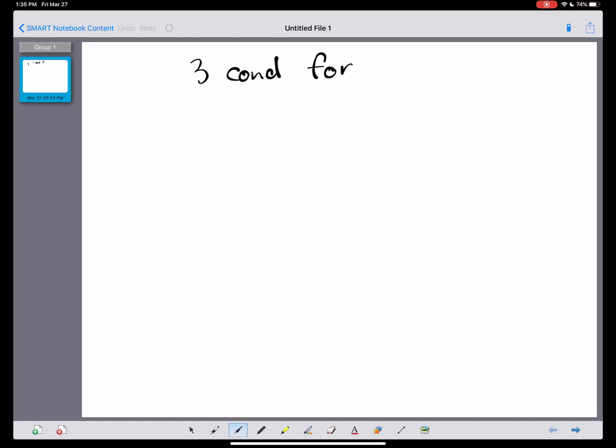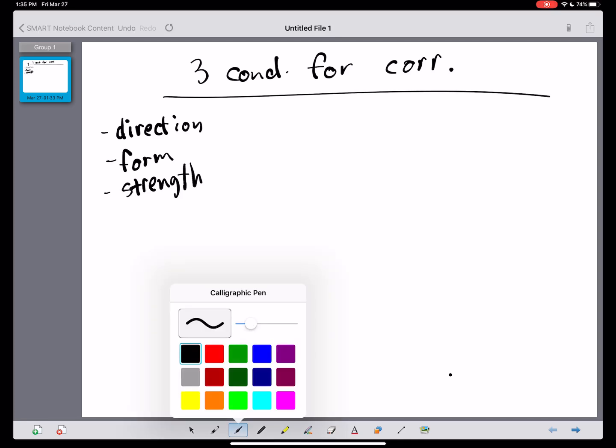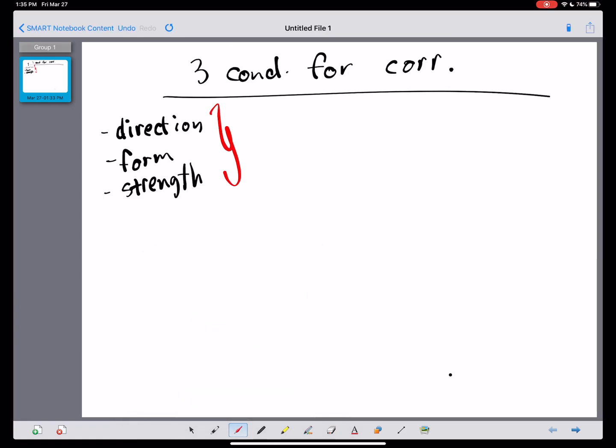the three conditions for correlations. A lot of people are writing that the three conditions are the direction, the form, and the strength. These three things are not your conditions. These three things are your description of a correlation. Okay? You describe a correlation using those three things.